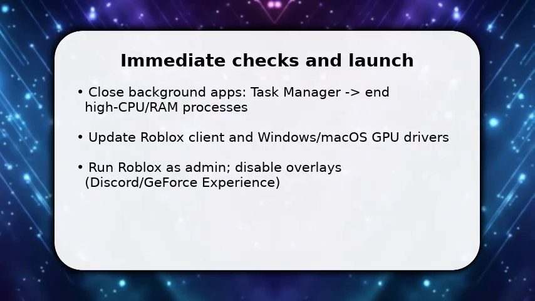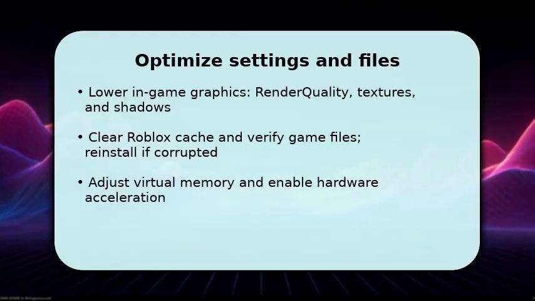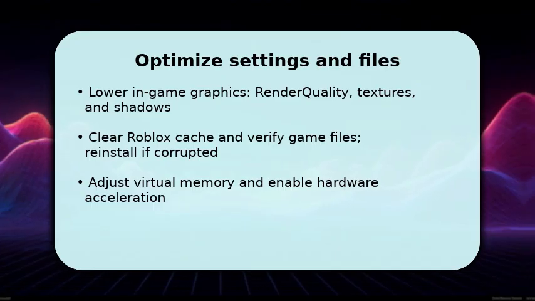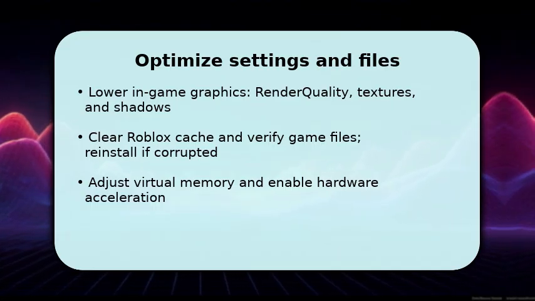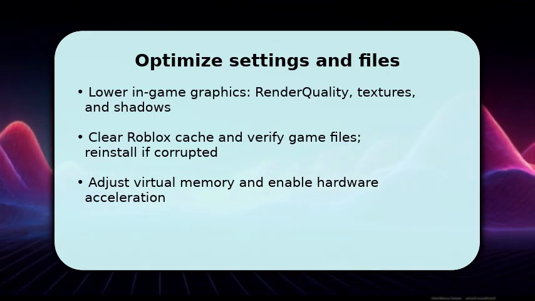Next, optimize both the game and your system. In Roblox settings, drop render quality, texture detail, and shadows to reduce RAM pressure. This prevents frame stalls. Clear Roblox cache and verify or reinstall the client when corrupted files cause hangs.